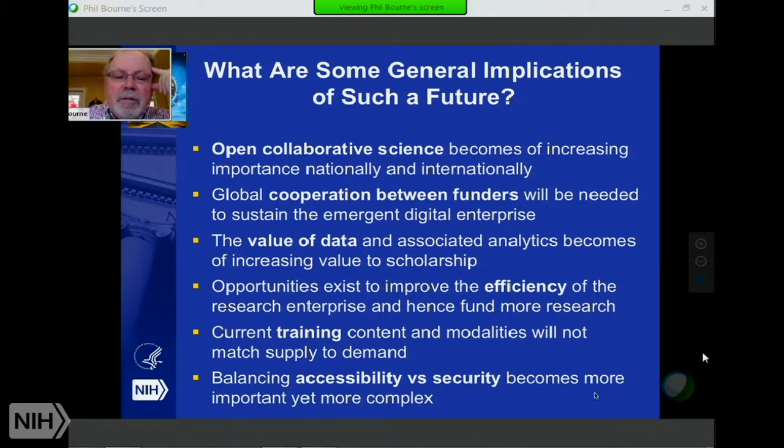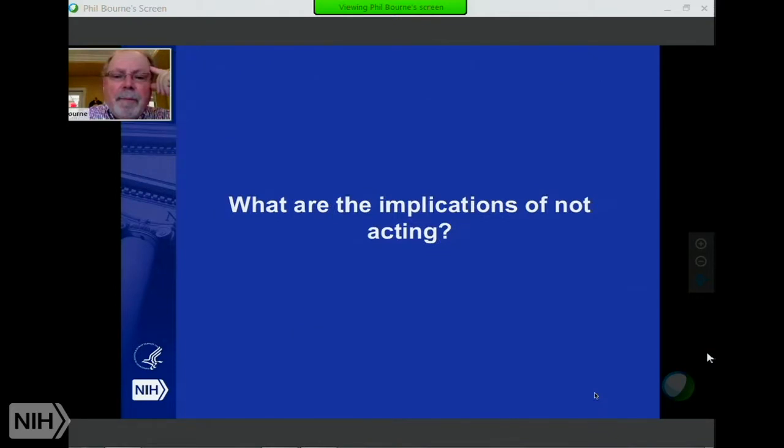And then, of course, there's always this tension and issue about balancing accessibility versus security of particularly human subjects data, but other data too. And that has to be taken into account. I won't say too much about that today.